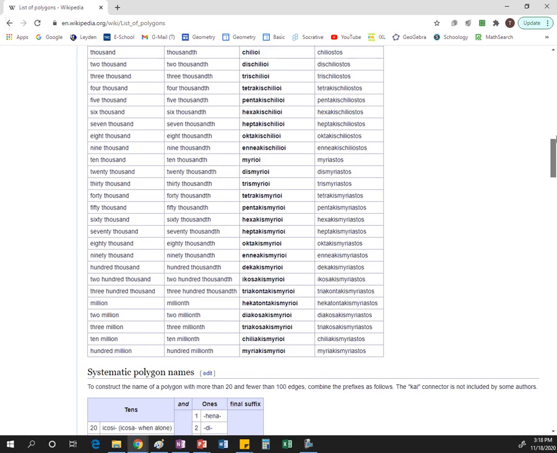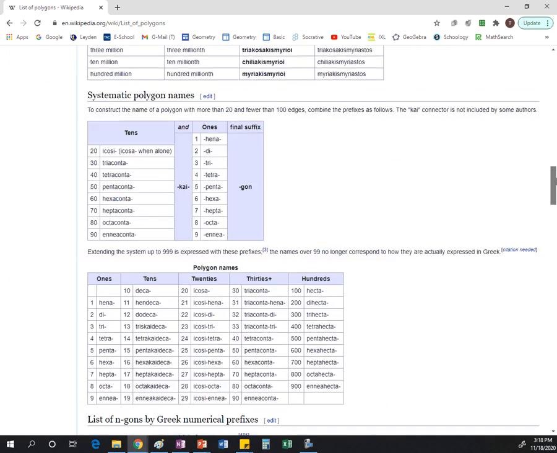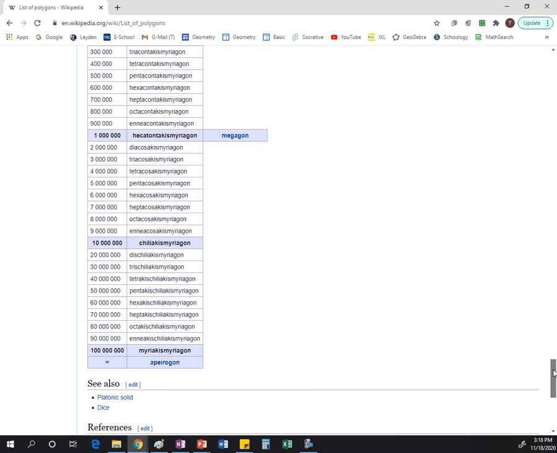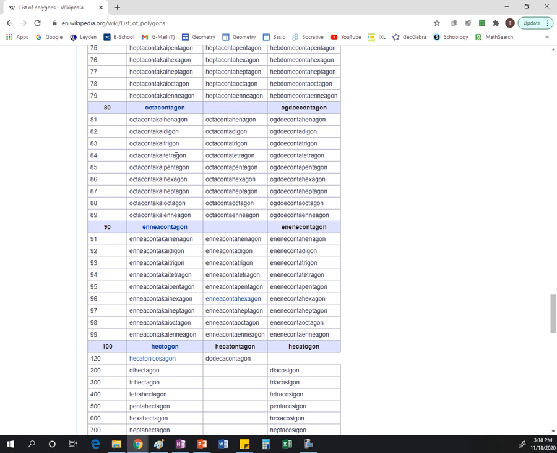You can even go to Wikipedia and look up the list of polygons, and it's got a name for every polygon up to 90 million sides, and the names are pretty crazy. So that's why we just use the n-gon thing.